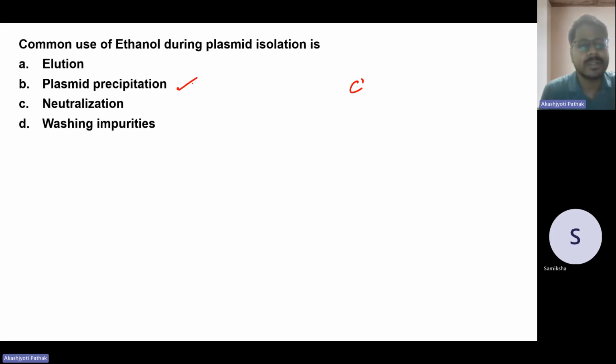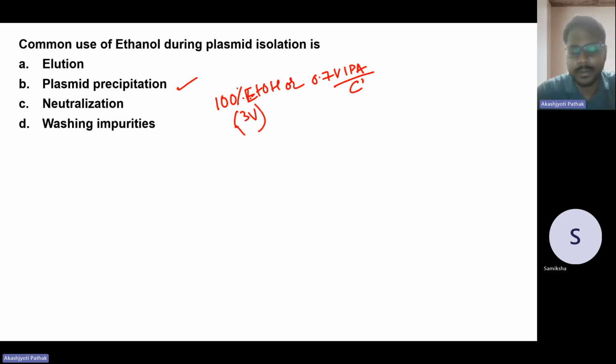If you add 100% ethanol, or 0.7 volumes of isopropyl alcohol, the plasmid gets precipitated. 100% ethanol has to be added at 3 times the volume of the DNA solution. It is used for plasmid precipitation.